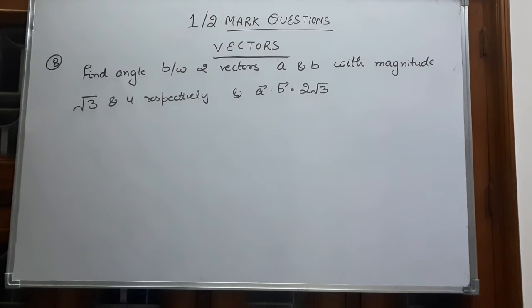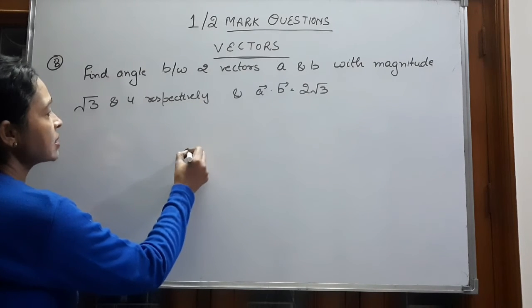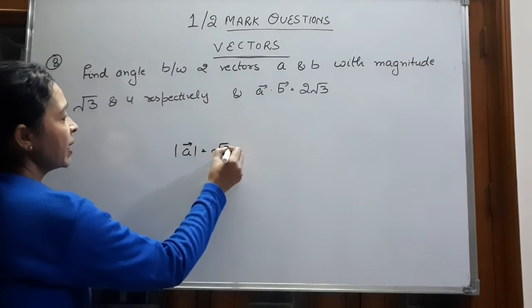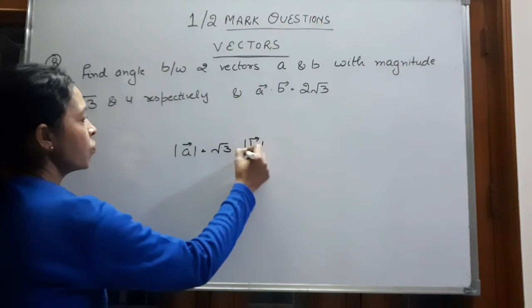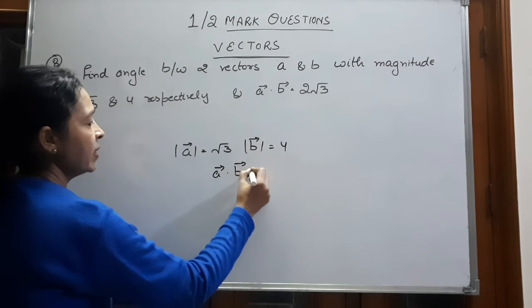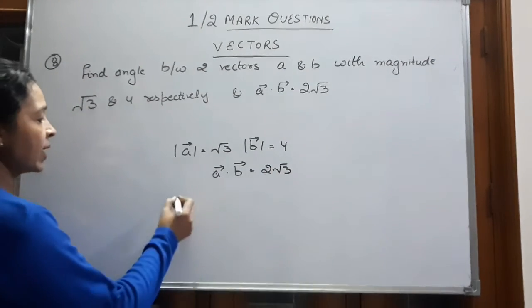Find the angle between two vectors A and B with magnitudes root 3 and 4 respectively, and vector A dot vector B is 2 root 3. We have been given two vectors. The magnitude of vector A is root 3, the magnitude of vector B is 4, and vector A dot vector B is given as 2 root 3. We have to find the angle between these two vectors.